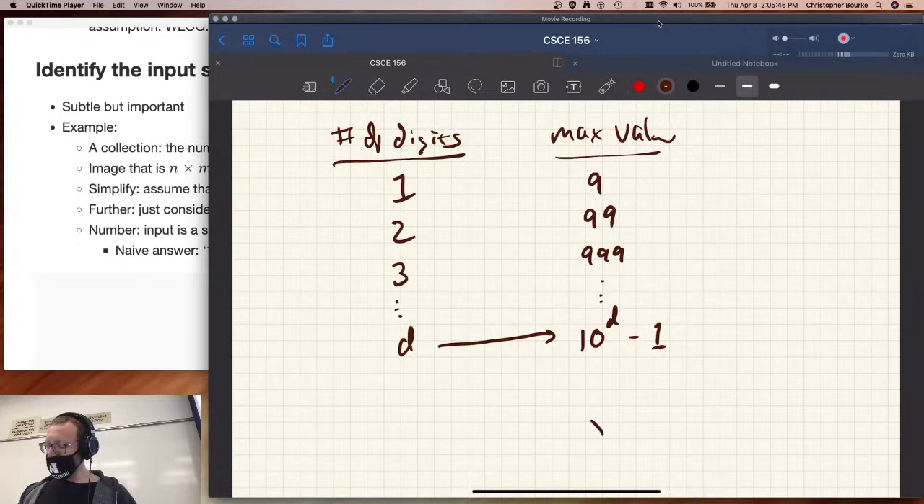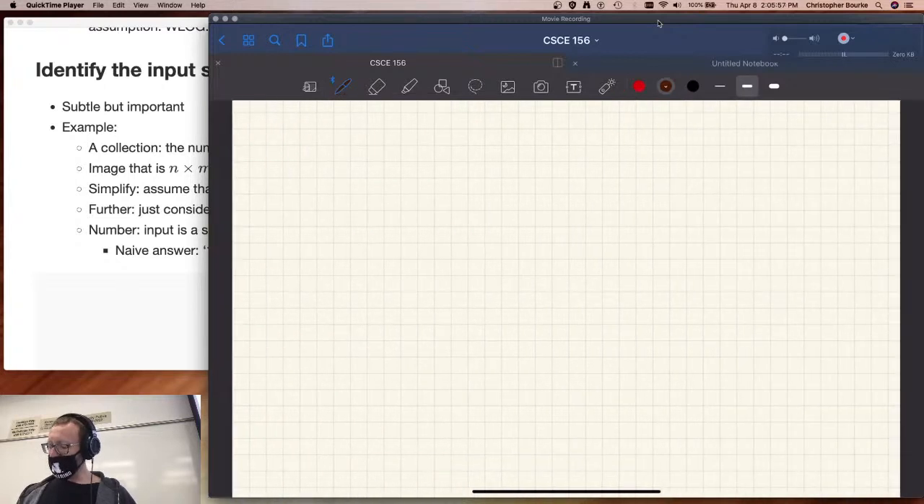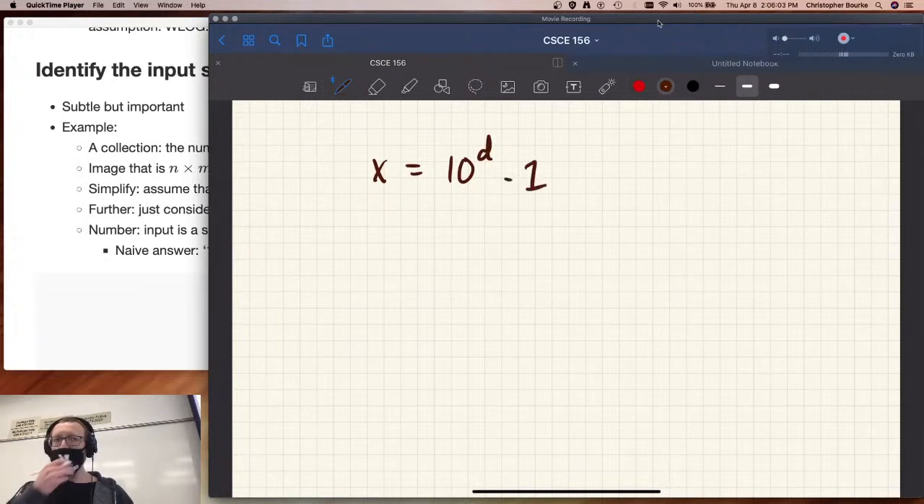Now, my original question actually worked backwards. If I gave you a number x with a maximum value, how many digits does it take to represent that value? All you need is a little bit of math. If I say that x has a maximum value of at most 10^d minus 1, then you need at most how many digits to represent that thing? All you need to do is solve for d.